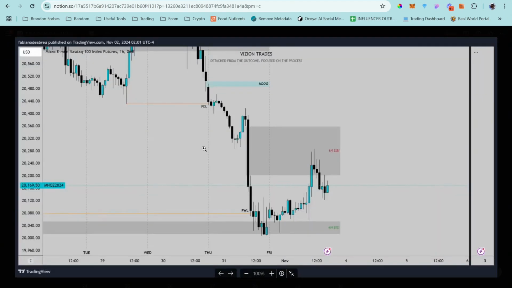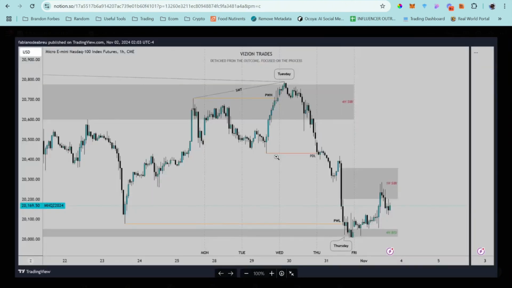So we'll look on the 1 hour. You can see this is that swing high, and this is the swing low. I'm looking for price to rebalance into 50% of this level. Okay, you can see we did do that. So we swept previous week low in this 4-hour gap, and we're rebalancing into this imbalance.